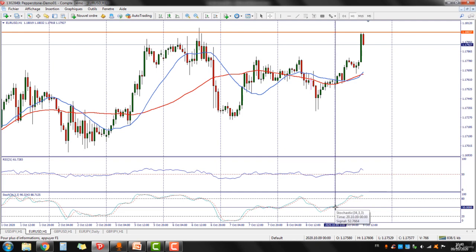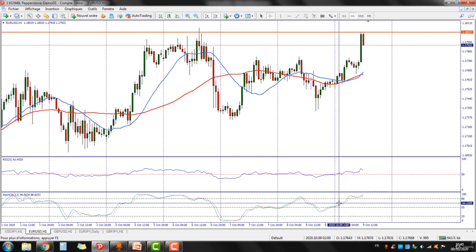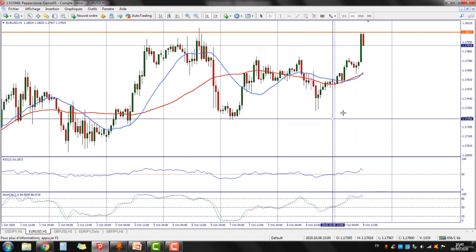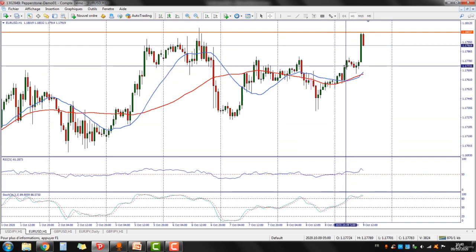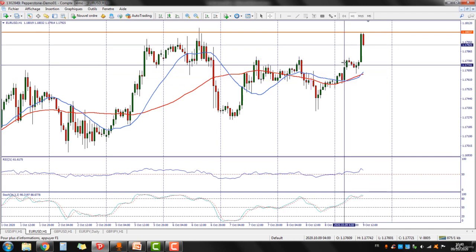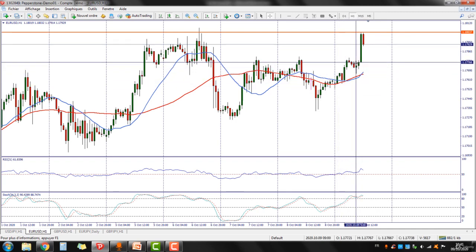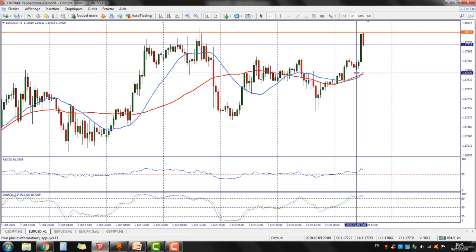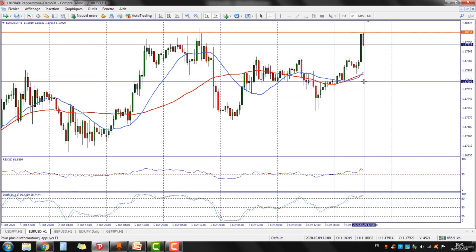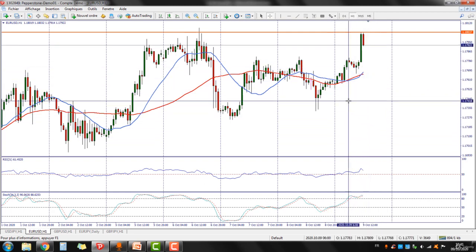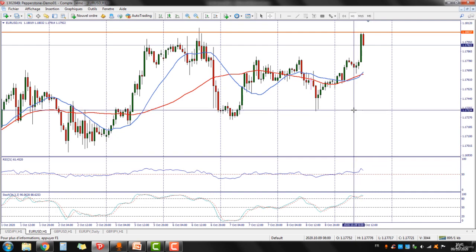The stochastic is above 50, the value 50, and the RSI also is above, and here the price is fluctuating above these two moving averages. Here we have bullish engulfing. Here we have, kind of, we can name that as doji. So the market is in an uptrend. Okay, I'm seeing here a good example for a trade.